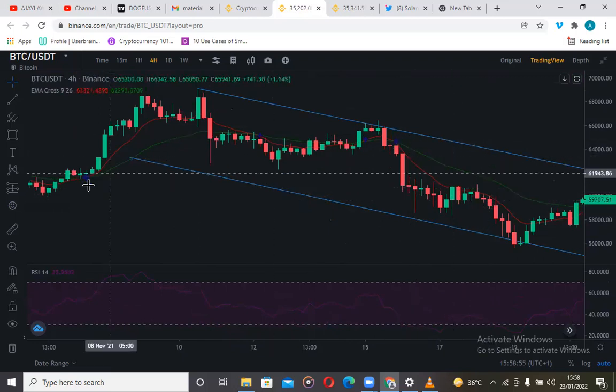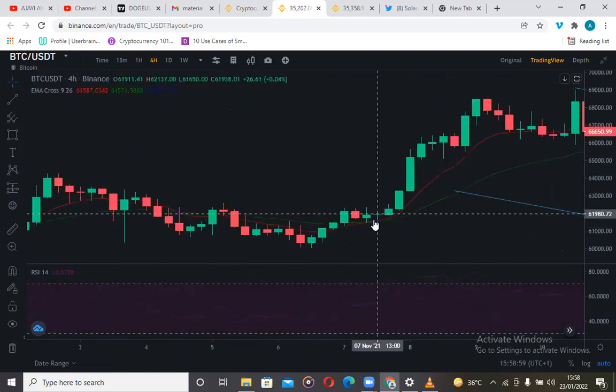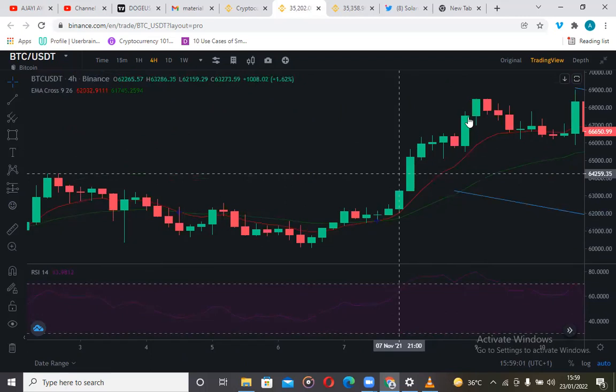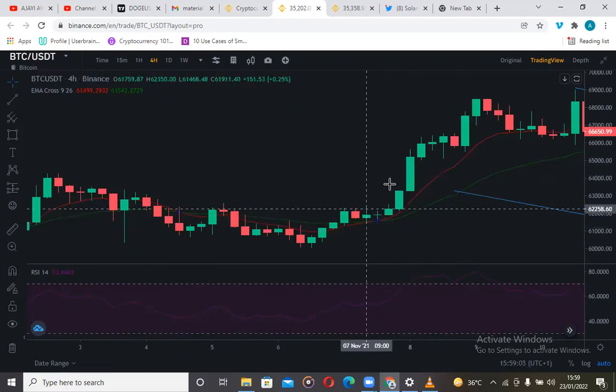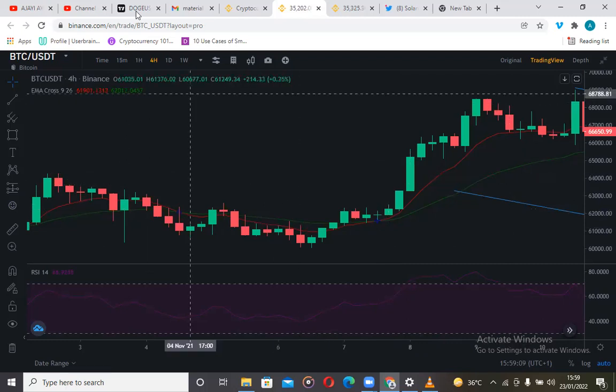Whenever there is a cross, let me zoom in again. See this cross. You can see the candlesticks above. It shows that the market is about to pump, and actually a pump occurred. So that's how to use EMA.